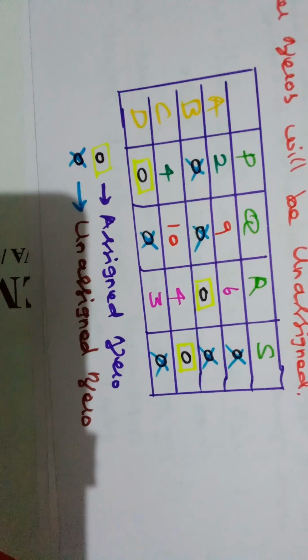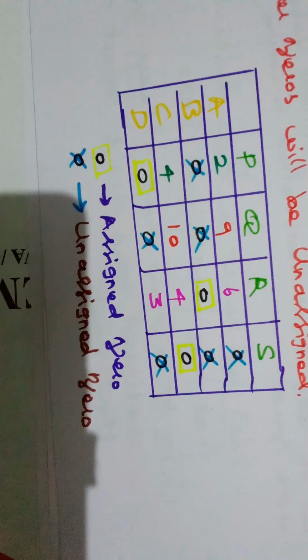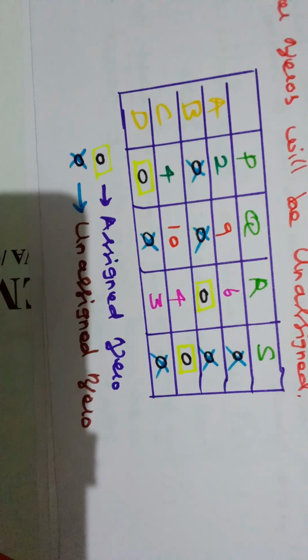assigned zero is available in a row or column, isn't it? So at most, maximum only one, but unassigned zeros, so many zeros we can create, isn't it? Okay, so my dear students, please focus on the thing: create one assigned zero from each row and each column, isn't it? Okay.